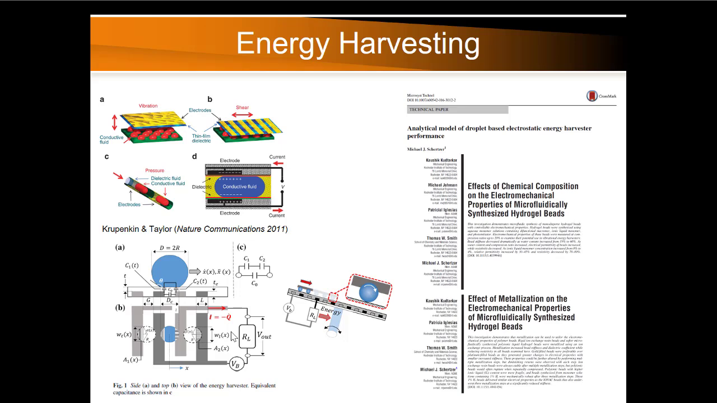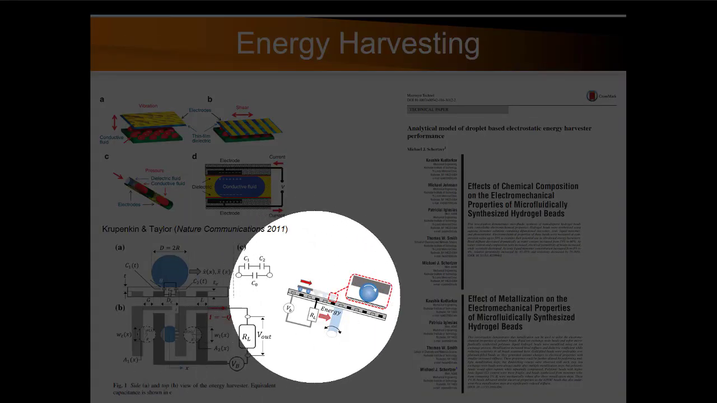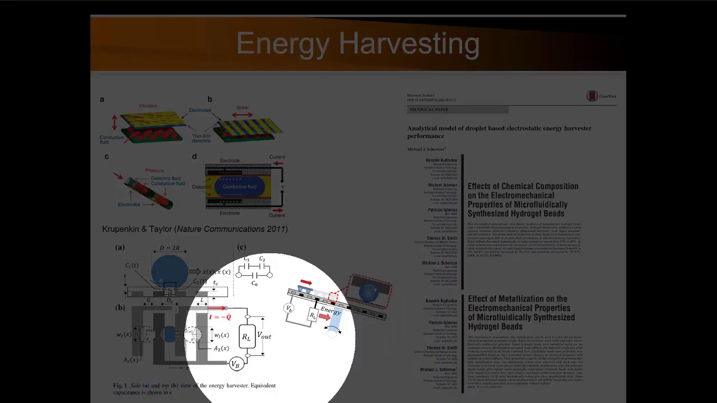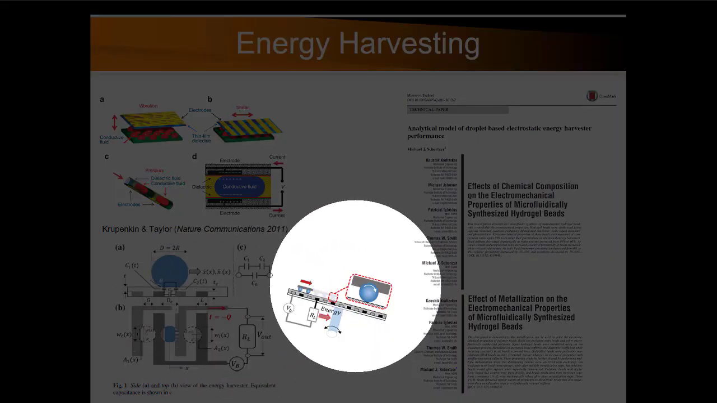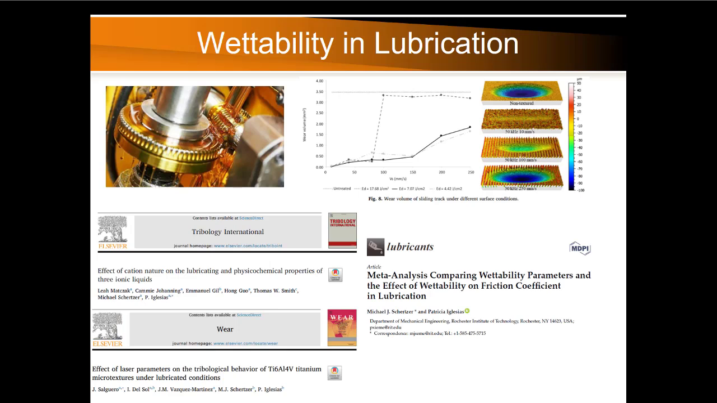Instead of droplets, Tom knows about hydrogel beads. So we made different kinds of hydrogel beads and played around with the properties using ionic liquids and some metallization processes. So we have the model for how one of these devices might work, and some interesting ways to make beads that might work as proof masses inside these types of devices.